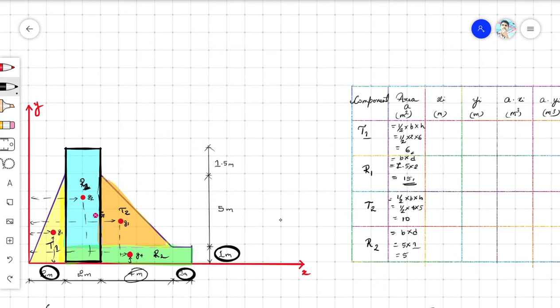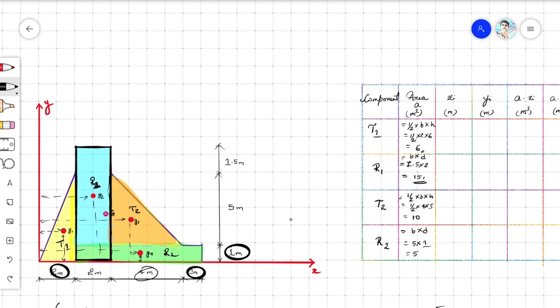Now let us go for the important part. The important part is this xi, yi. Let us go with the triangular one. Here we need to find this distance. But we know that from the base, this distance is whatever the height is by 3, this height by 3.